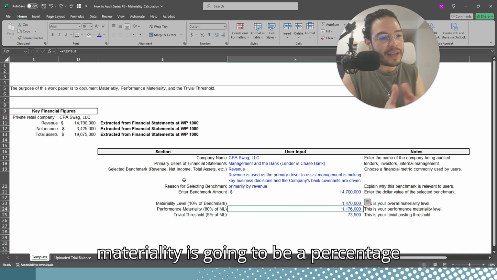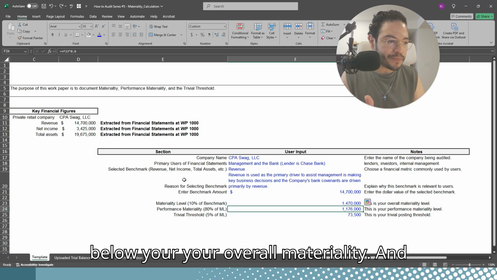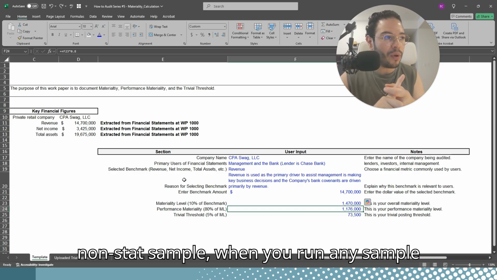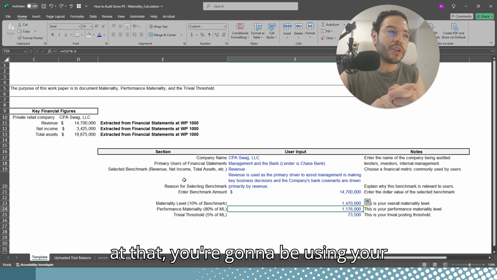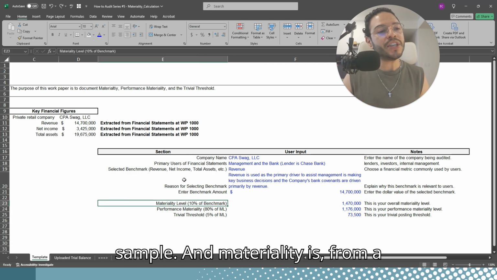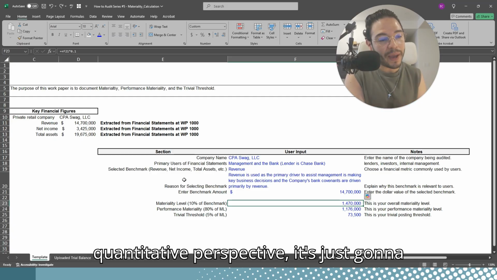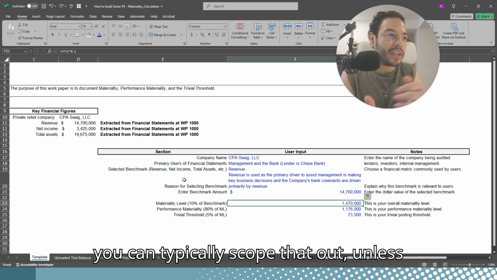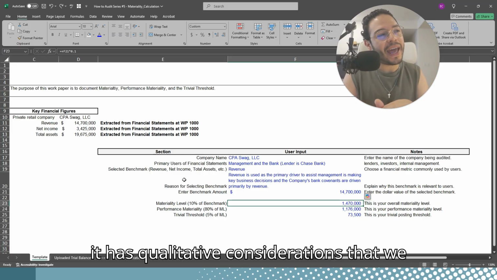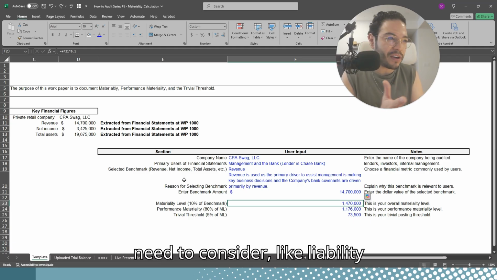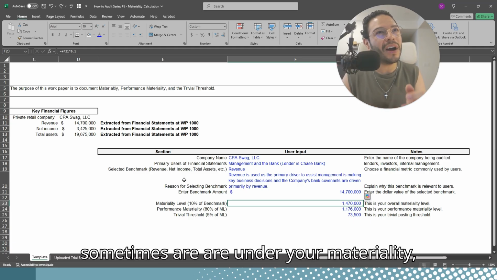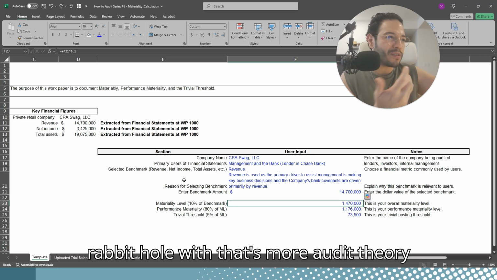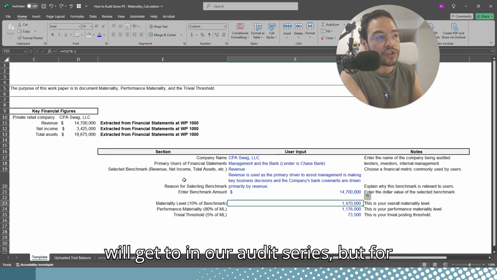Again, performance materiality is going to be a percentage below your overall materiality. And typically, you're going to base your testing on this number. So when you run a non-stat sample, when you run any sample, you're going to be using your performance materiality to run your sample. And materiality, from a quantitative perspective, is just going to determine what is important and what's not. If a number is below your materiality, you can typically scope that out, unless it has qualitative considerations that we need to consider. Like liabilities sometimes are under your materiality, but the risk is always understatement. So I don't want to get too far down that rabbit hole. That's more audit theory and a little bit more complex that we will get to in our audit series.